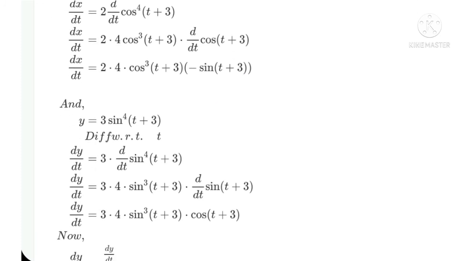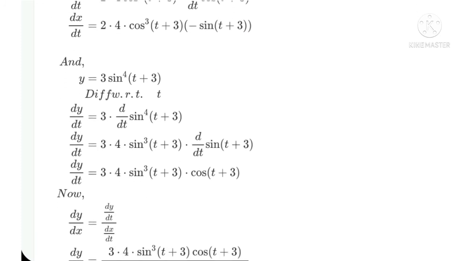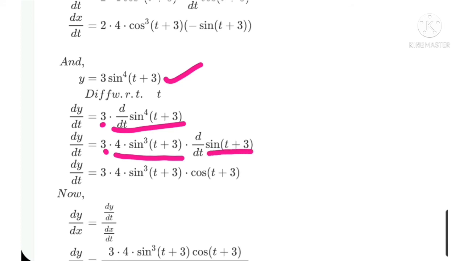Now you write y. Differentiate with respect to t. 3 constant term as it is into derivative of sine raised to 4 t plus 3. 3 as it is, sine raised to 4 is 4 sine cube. And again derivative of sine t plus 3. What is the derivative of sine t plus 3? It is cos t plus 3.